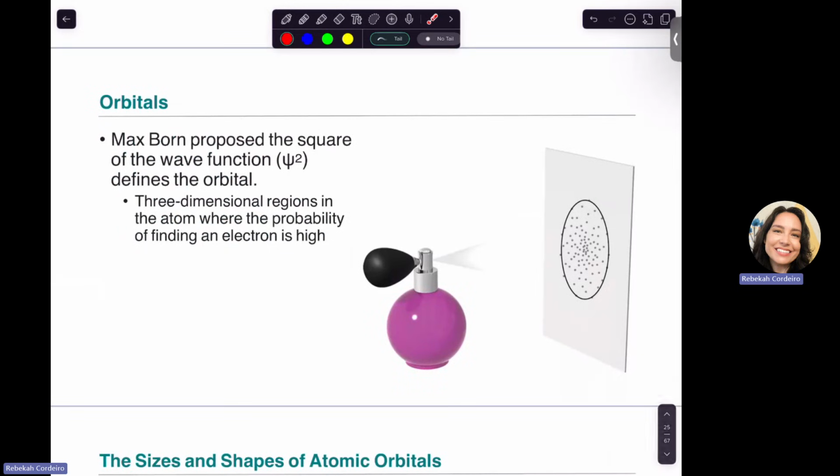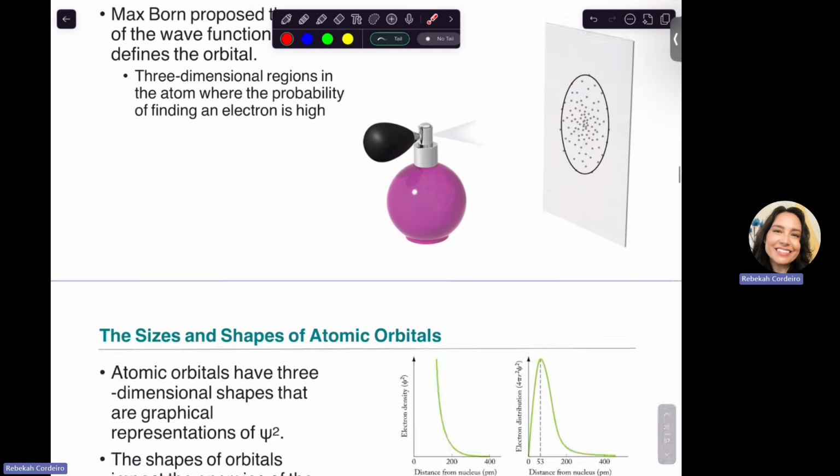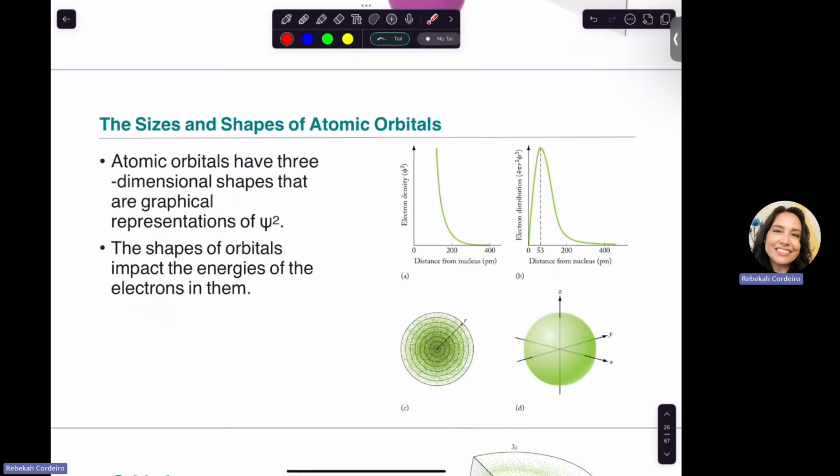And then another person came along and said that the square of the wave function actually describes what we call an orbital, which is where we're going to stay. The three-dimensional region where probability is high. So imagine if I sprayed some cologne or perfume, there is a space in which we would have high probability of finding dots of the liquid, right? We have a few different probability maps where we think electrons are.